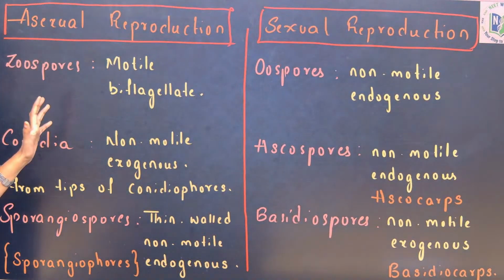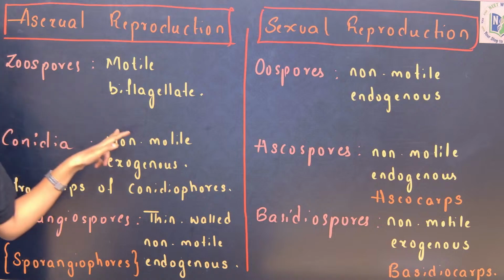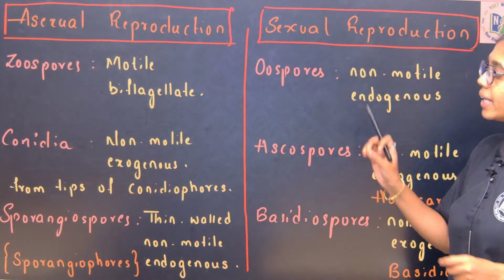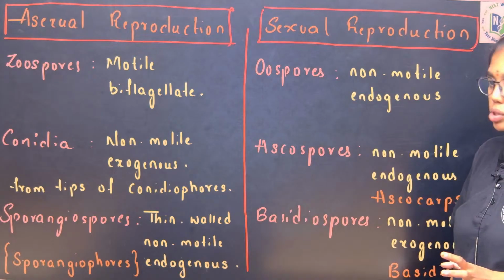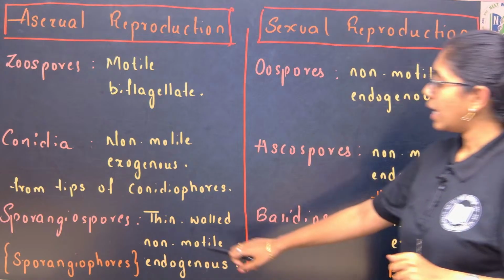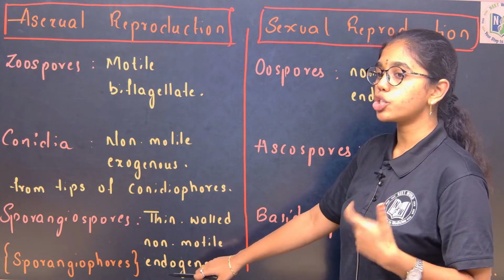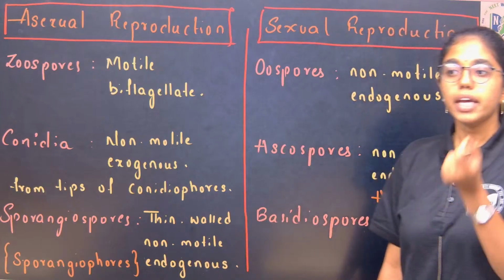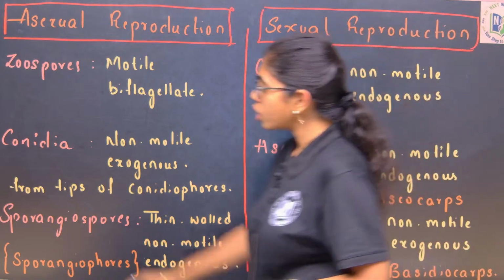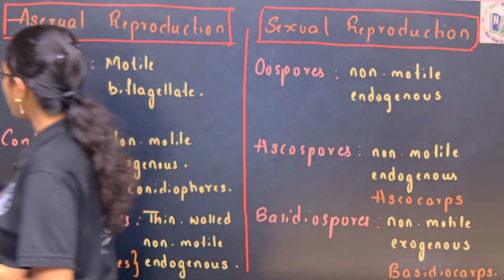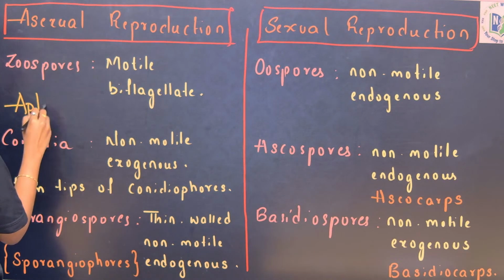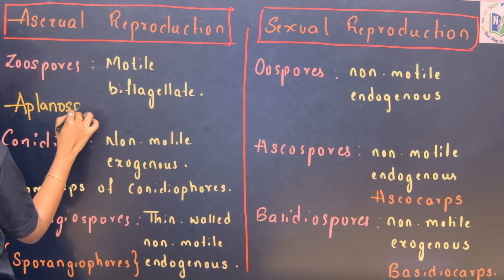Asexual reproduction, as I told you, with asexual spores. Zoospores are motile and biflagellate. Conidia are non-motile and they are exogenous, and they are released from the tips of conidiophores. Sporangiospores, they are thin walled, and they are non-motile. They are released from the bodies of sporangiophores. They are endogenously released. Here you remember one thing, the only asexual spores which is released exogenously is conidia, and there is one more spore to be highlighted under asexual spore, that is aplanospores. Aplanospores, which are non-motile spores.